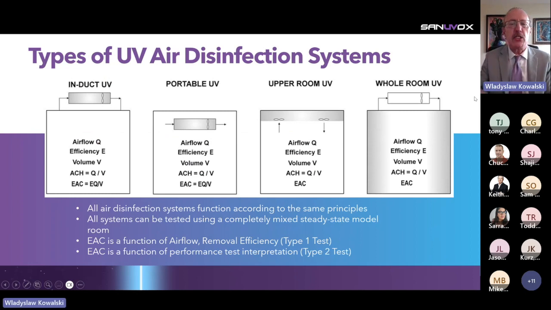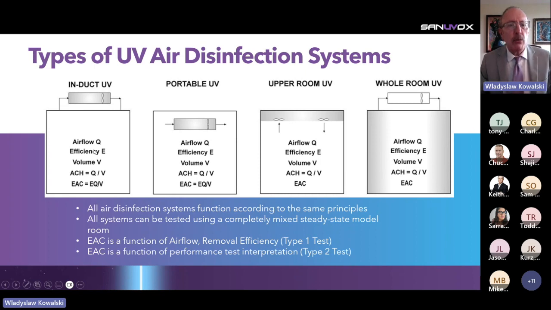Now, there are at least 4 types of UV technologies that can be applied for air disinfection in buildings. There is in-duct UV, and there are portable UV systems. These are virtually identical in terms of performance characteristics. The in-duct UV system will typically sit outside the room or in a mechanical equipment room. The portable UV system might sit directly inside the room.